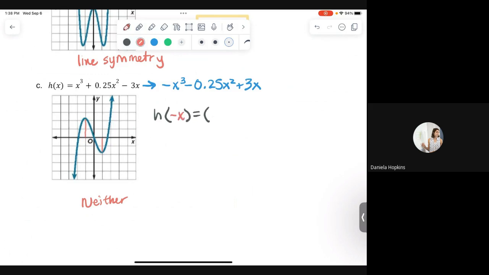All right. So then I'm going to take this function. Instead of x to the 3rd, I'll do negative x to the 3rd plus 0.25. Instead of x to the 2nd, I'll do negative x to the 2nd. Minus 3 times negative x.